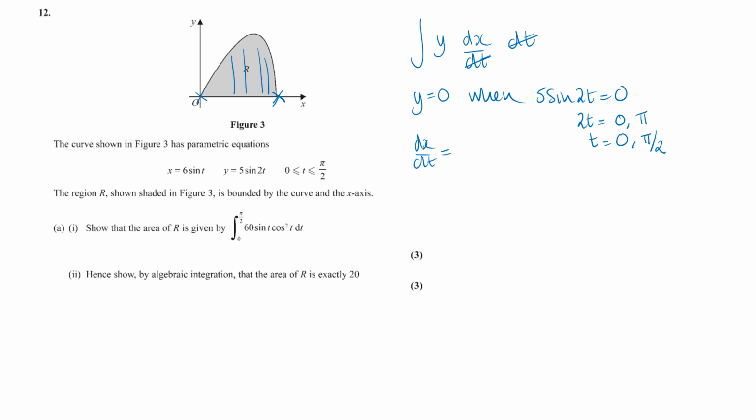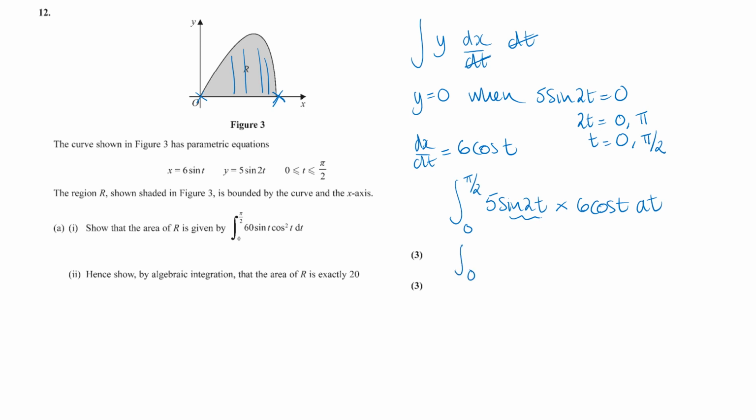Differentiating x is just going to be 6 cos t, and now we can fill all our bits in. 0 to pi by 2 of 5 sine 2t, which is y, times the differential of x, 6 cos t dt. And now we're nearly there, but we just need to use our double angle formulae.